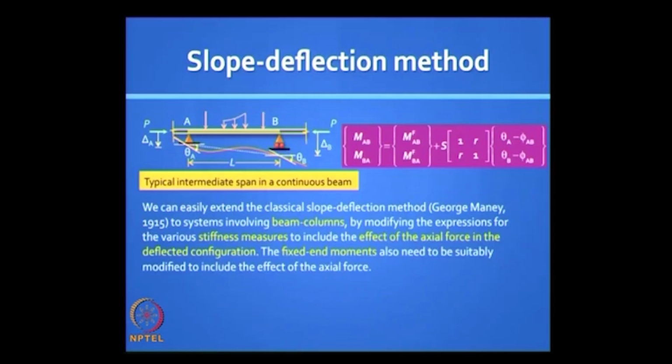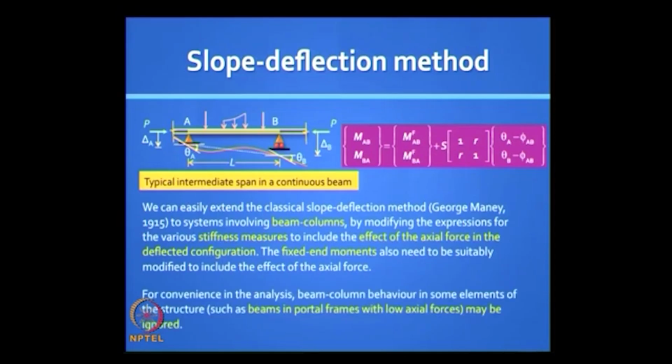It is very simple. That parameter S, capital S, is the basic stiffness measure. When you do not have an axial force P, what is that value equal to? 4 EI by L for a prismatic beam element. And what is the value of R? R is the carryover factor, 0.5. Okay. So you will find that the general form of that equation does not change. It is only now we have generalized it so that we can include the effect of axial force P.